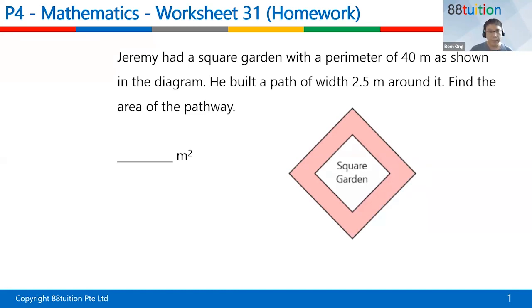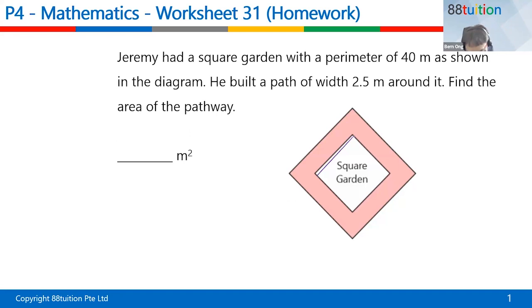So Jeremy had a square garden. Children, where is the square garden? Please read properly. Where is the square garden? The square garden is down here, children. This portion is the square garden.